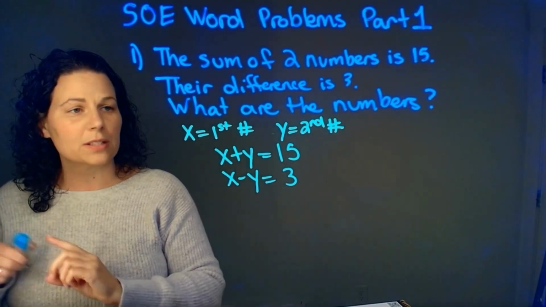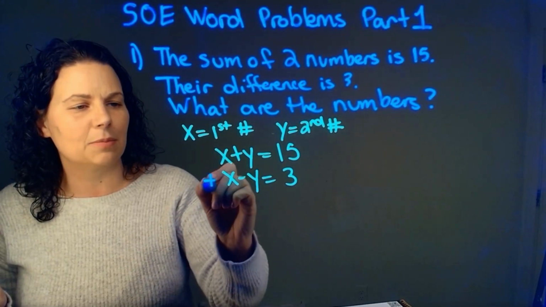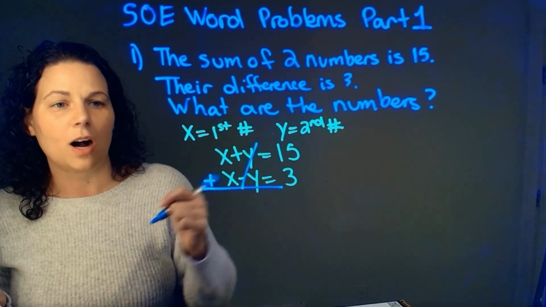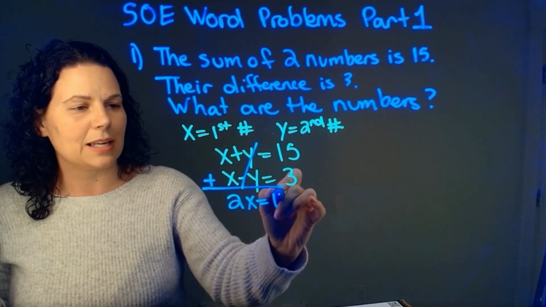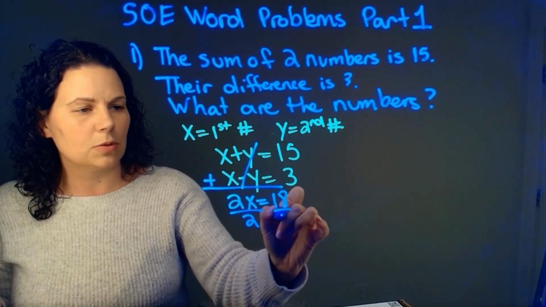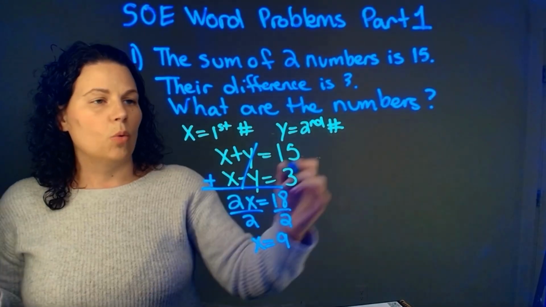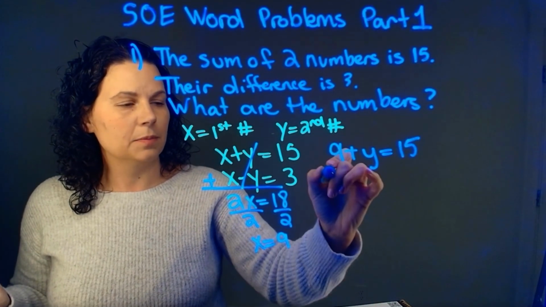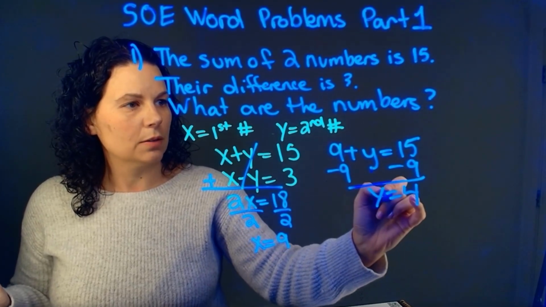Now we need to solve this system. Look, this is set up so nicely for elimination. I just have to add them together. The y's will cancel because they already had the same number, opposite signs. That gives me 2x equals 18. Divide by 2, and I get x is 9. My first number is 9. Well, 9 plus what number gives me 15? Subtract 9 from both sides, and I get y equals 4.